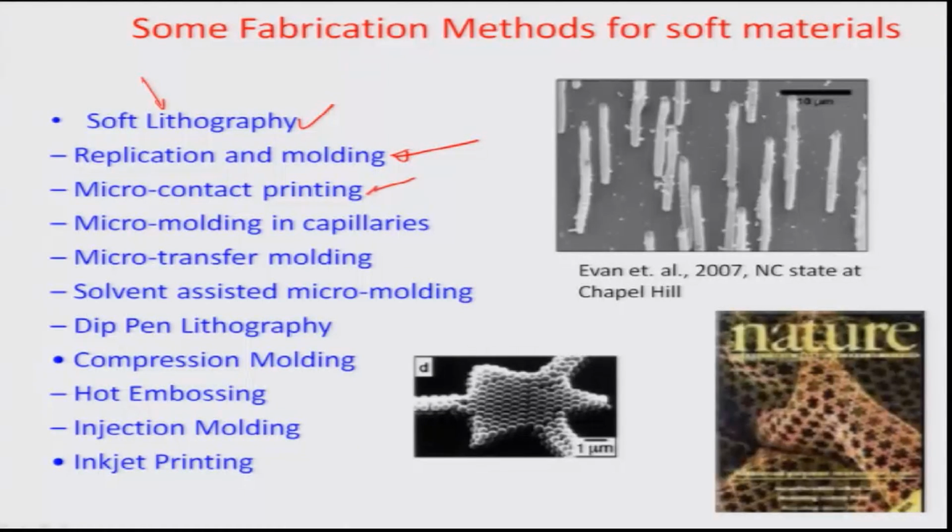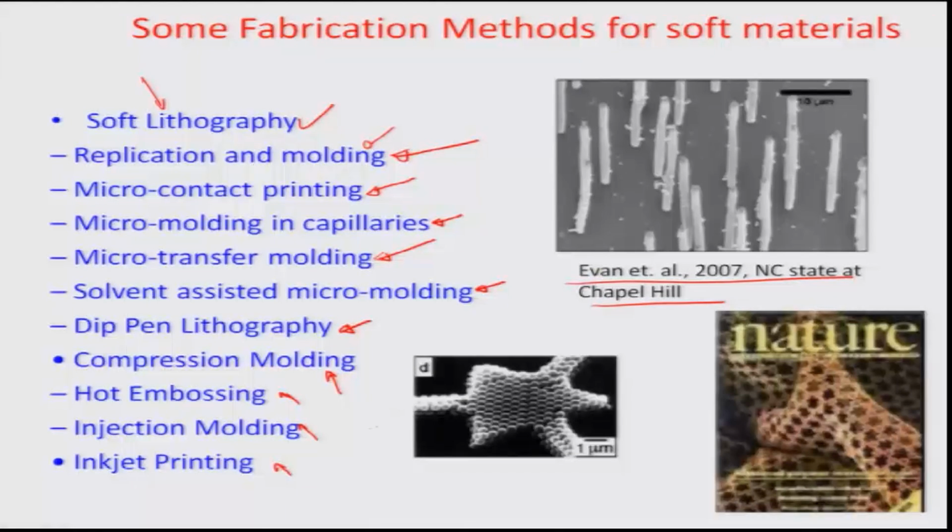There is micro contact printing, micro molding in capillaries, micro transfer molding, solvent assisted micro molding, and then you have dip pen lithography, and some of the forms like compression molding, hot embossing, injection molding and inkjet printing, which together lead to this area of soft microstructure fabrication. Okay. So let us look into some of these processes here.